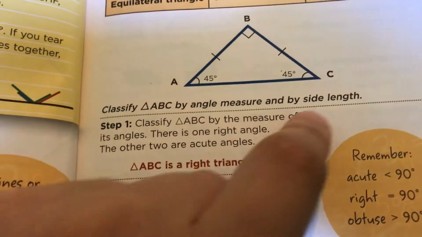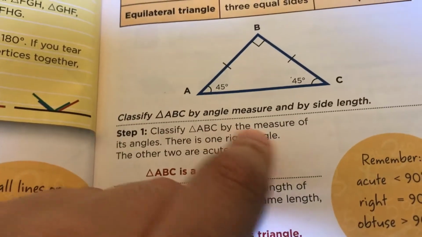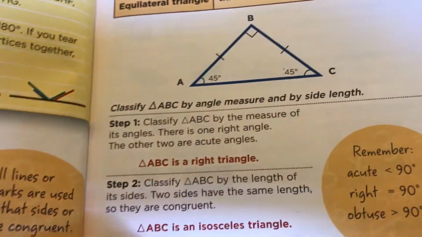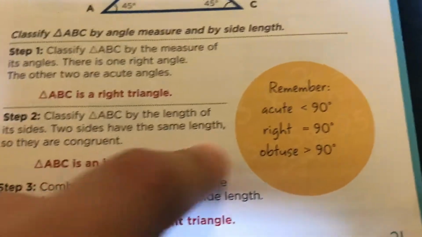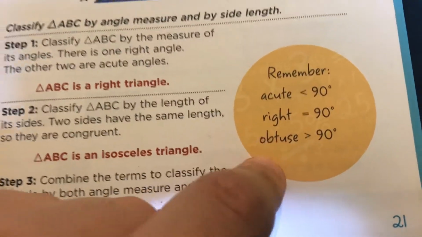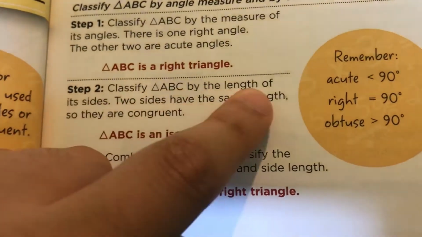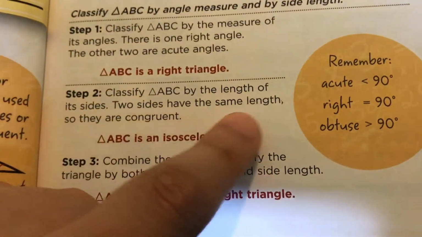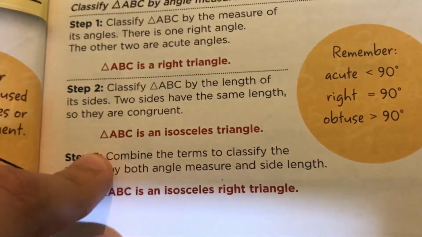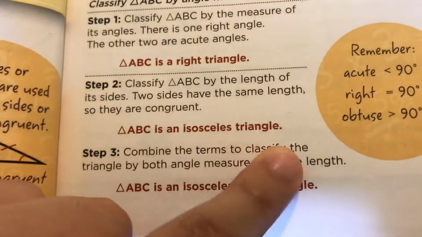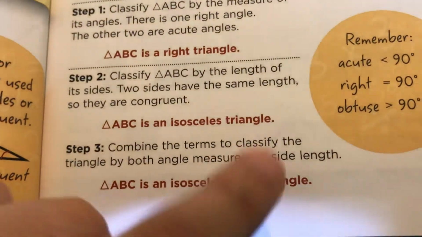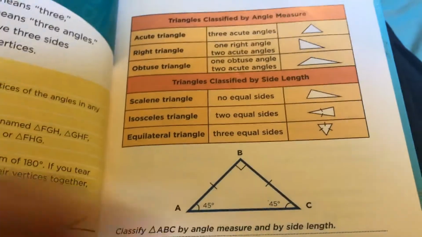Classify ABC by angle measure and by side length. Classify ABC by the measure of its angles. There is 1 right angle, the other 2 are acute angles. So, ABC is a right triangle. Remember, acute, less than 90, right, equal 90, obtuse, greater than 90. Classify ABC by the length of its sides. 2 sides have the same length. They are congruent. ABC is an isosceles triangle. 3. Combine the terms to classify the triangle by both angle measure and side length. It's an isosceles right triangle, okay?